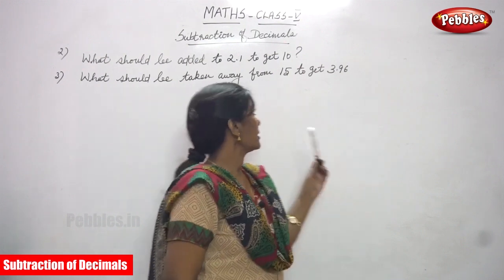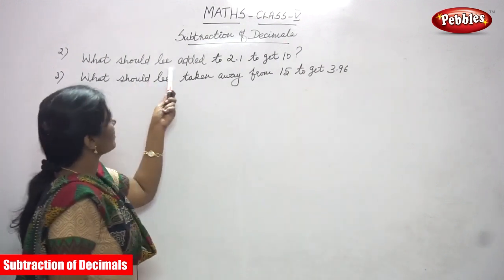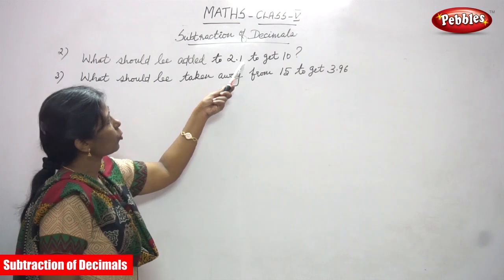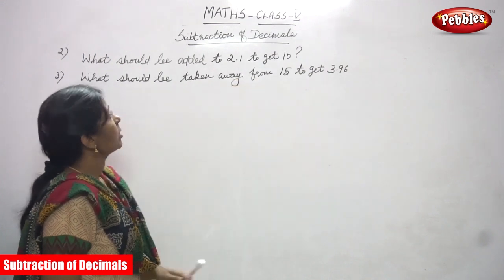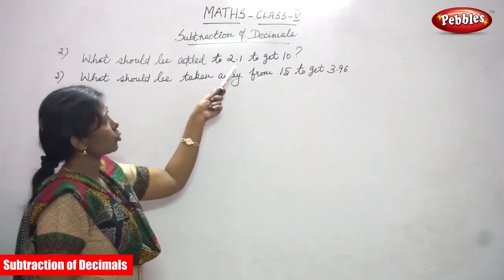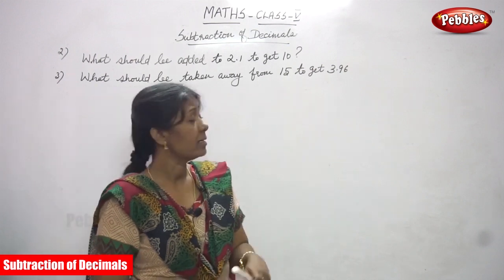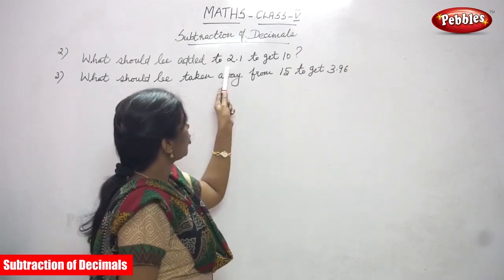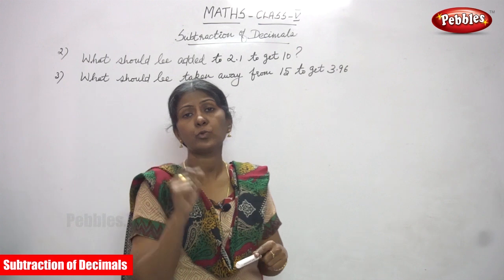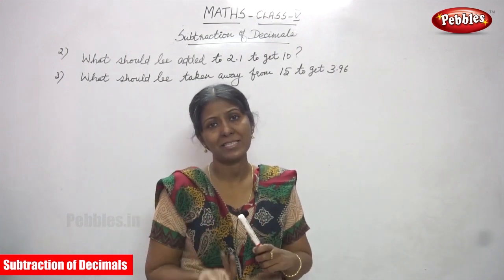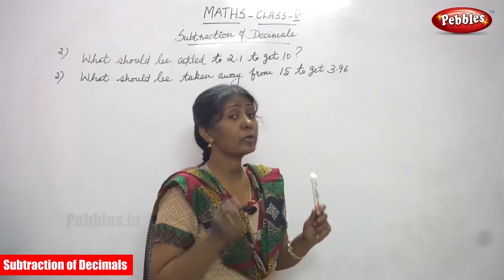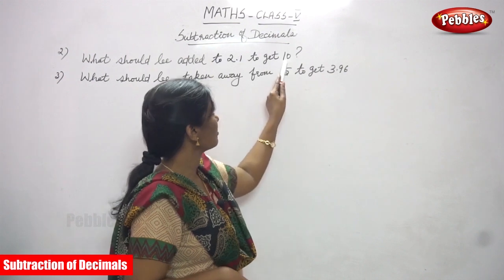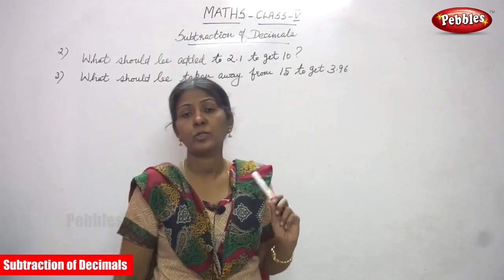Now look at the sum. What should be added to 2.1 to get 10? That means there is a number that, added to 2.1, gives the answer 10. So what you have to do first is subtract 2.1 from 10.